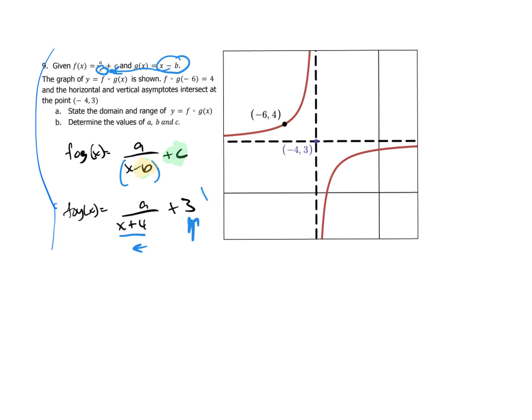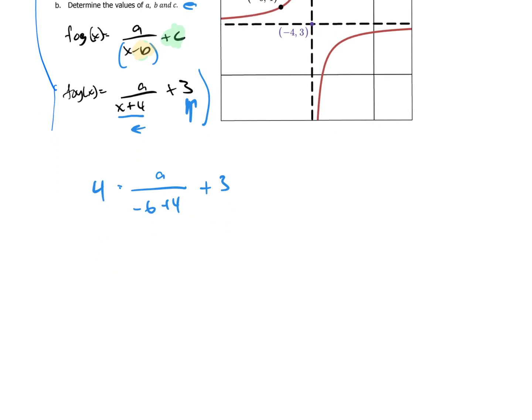Now that I have these values, I'm actually working on the B part. I'll go back to A. To find the very last part, I know this coordinate point. If I substitute in negative 6 for x, and here's my A, I know that has to be a positive 4.